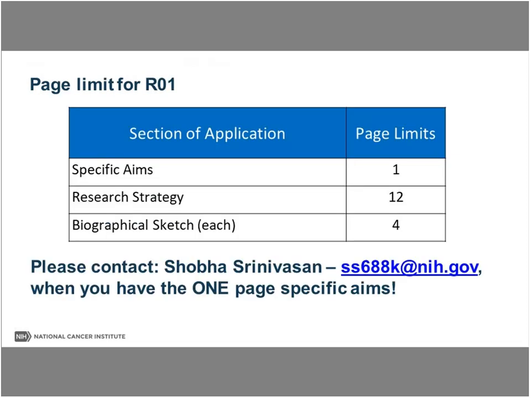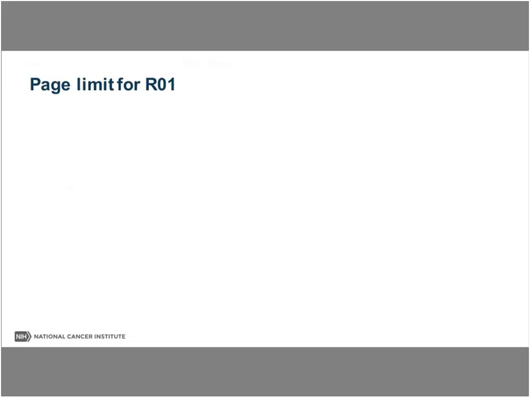Also, I just want to point out to you that your specific aims is 1 page, your research strategy is 12, and your biographical sketches are 4 pages. So please contact me, and Sally and I will get back to you as soon as you have your 1 page. Send it to us so that we can have a discussion. I've had people call me up and say, I have an idea, which is great as a phone conversation, but if you put it in writing, then we can mull over it and then get back to you and we can have a phone conversation about it.